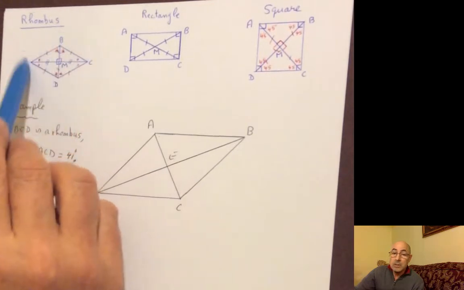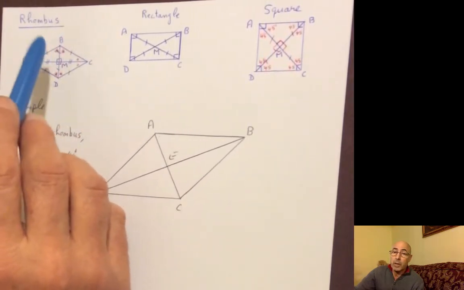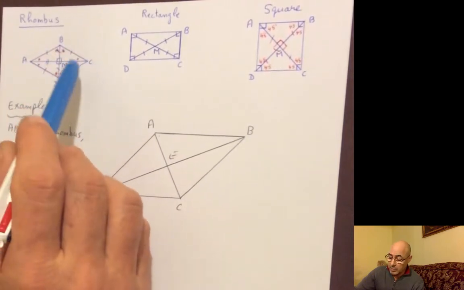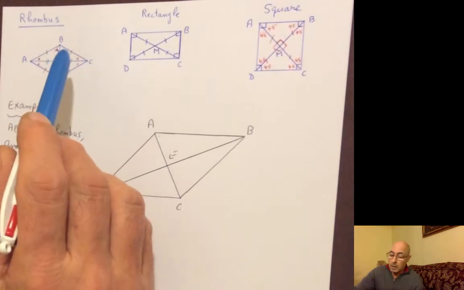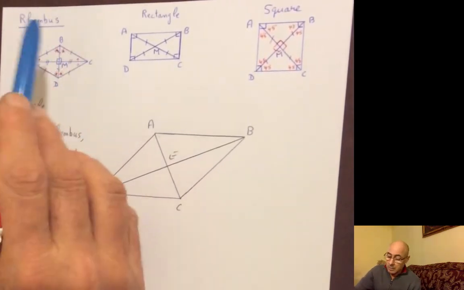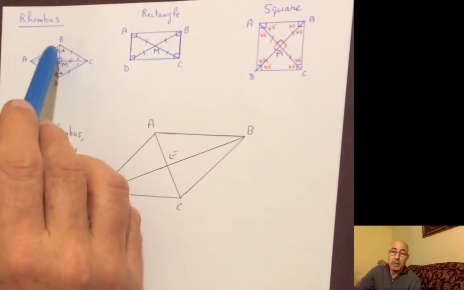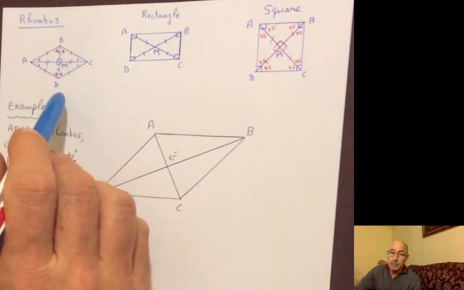Of course, because it's a parallelogram to start with, all the properties of a parallelogram apply here. Opposite sides are congruent, opposite angles are congruent, opposite sides are parallel, plus the diagonals are perpendicular, the diagonals bisect each other, and each diagonal bisects the vertex angle.